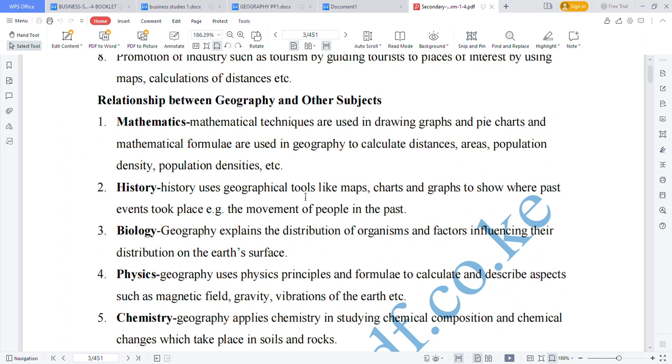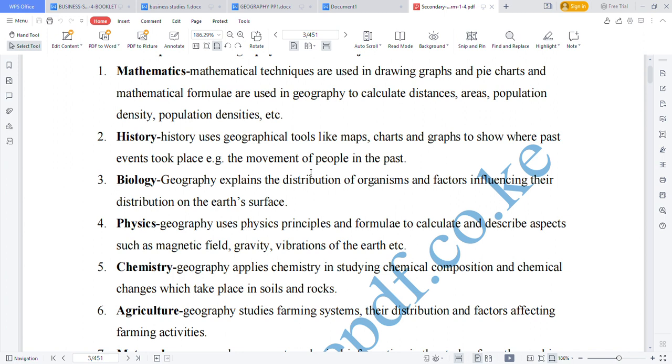Mathematical techniques are used in drawing graphs and pie charts, and mathematical formulas are used in geography to calculate distances, areas, and population densities. We'll be drawing graphs and pie charts, and using formulas to calculate distances, areas, population densities, and temperatures. So mathematics is very important when studying geography.